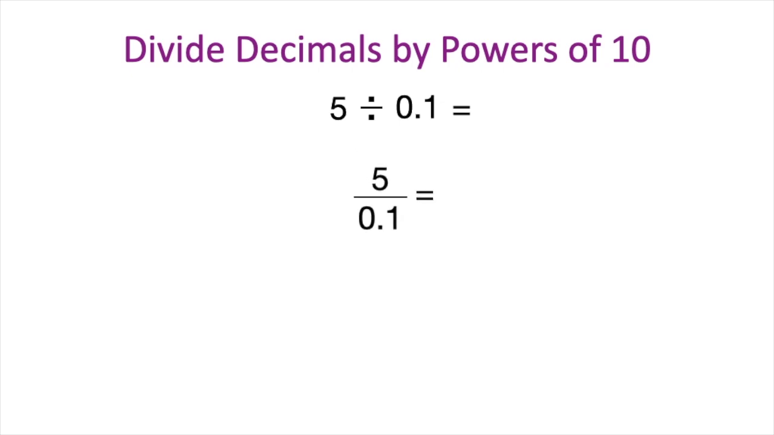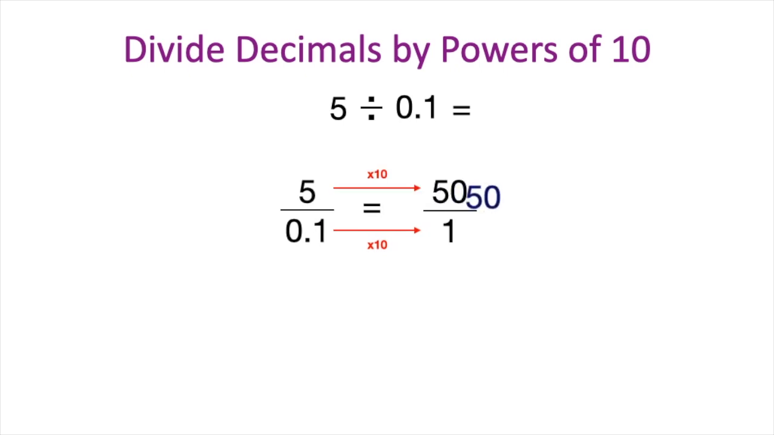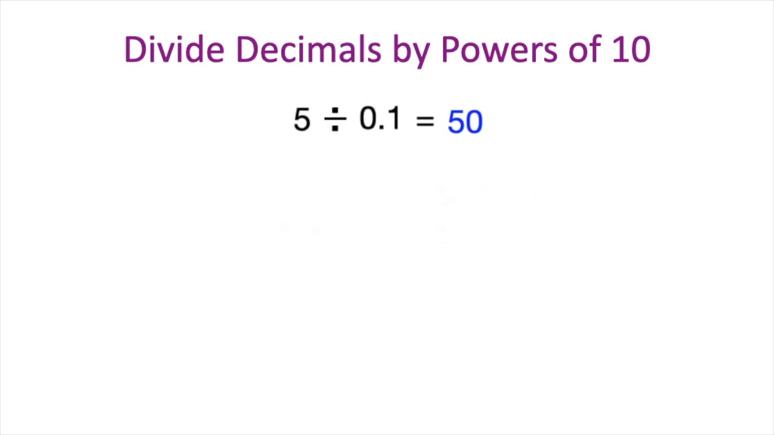How about 5 divided by 0.1? We can write this as a fraction, and this may help us. Notice that 0.1 is our divisor, which is a denominator. I can multiply 0.1 by 10, which is equivalent to moving the decimal point one place to the right, and that gives me 1. 5 times 10 is 50, and 50 divided by 1 is 50. So 5 divided by 0.1 is 50.